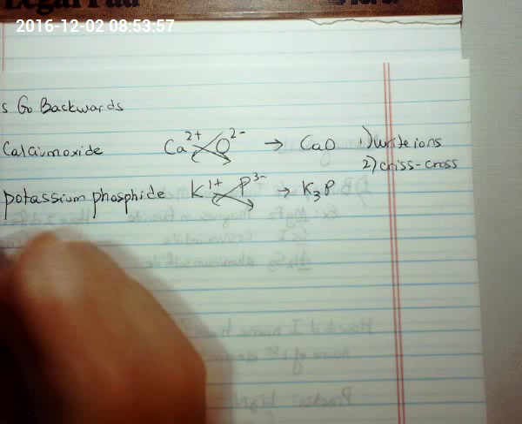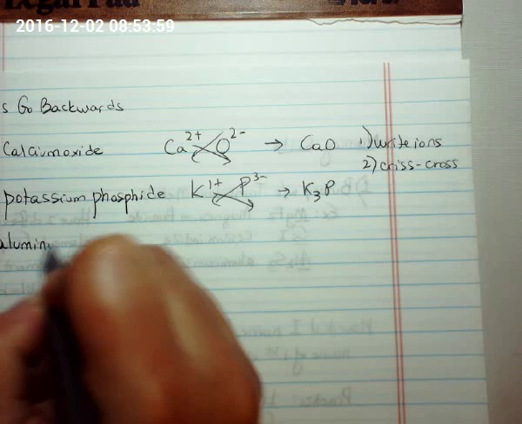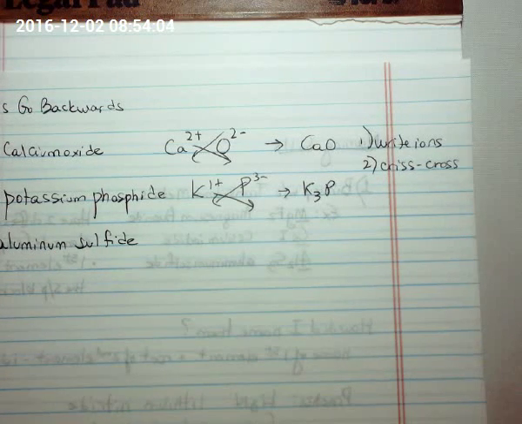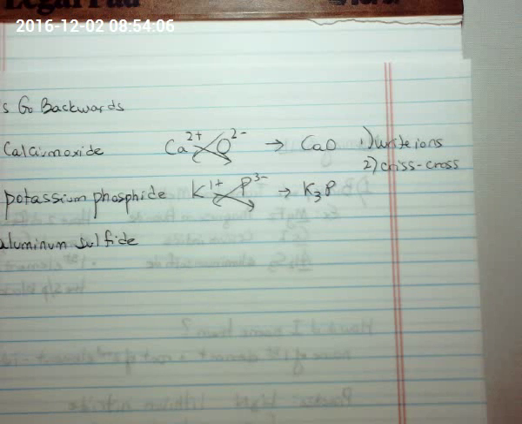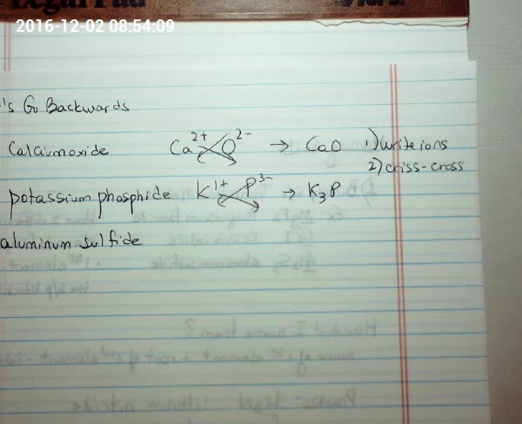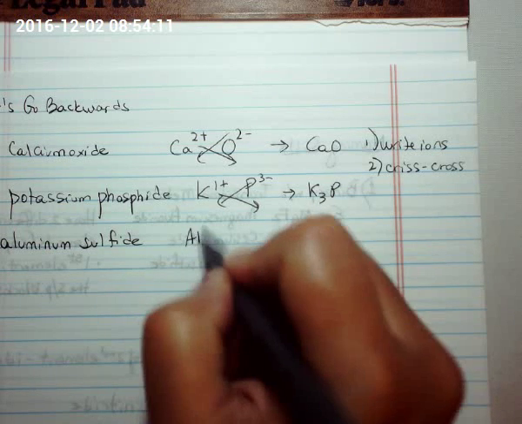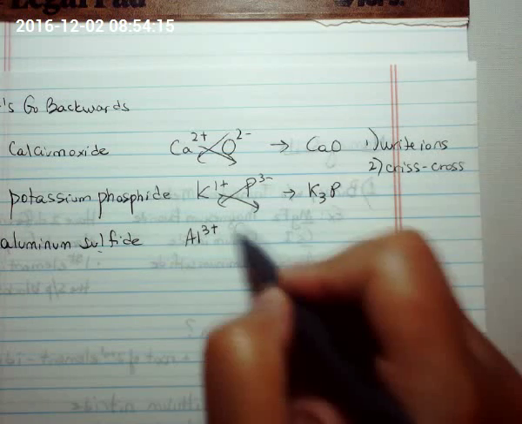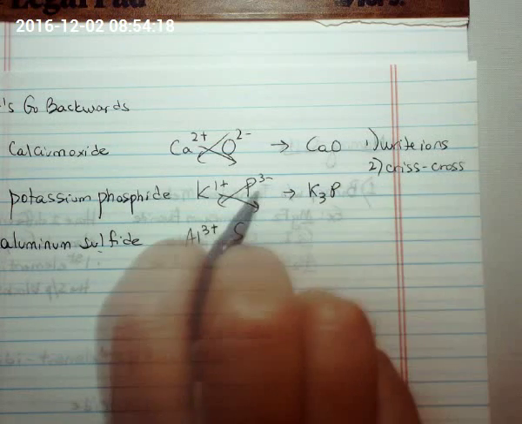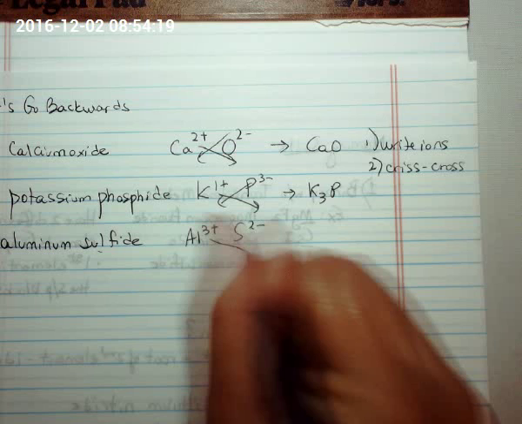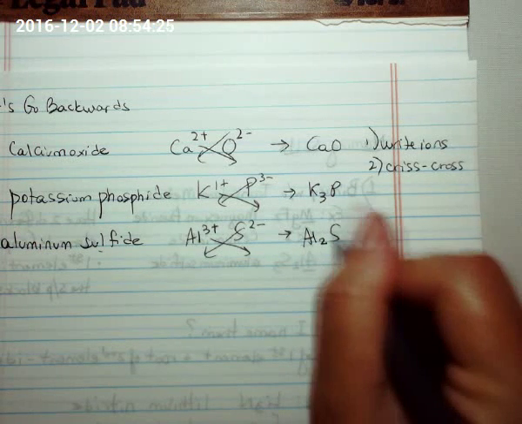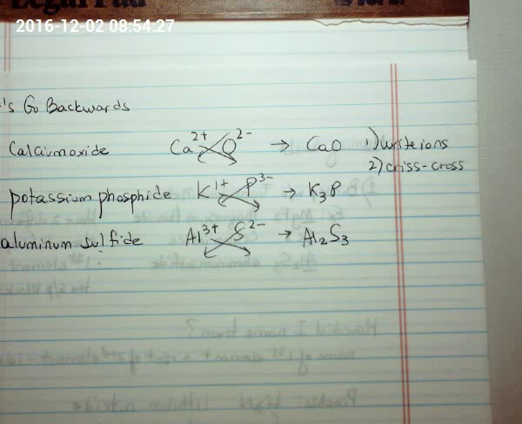Let's do one more. What about aluminum sulfide? What's aluminum? With what charge? And what's sulfide referring to? Sulfur with what charge? 2 minus. Crisscross, what do we end up with? Al2S3. All right? Okay, let's make it a little harder now.